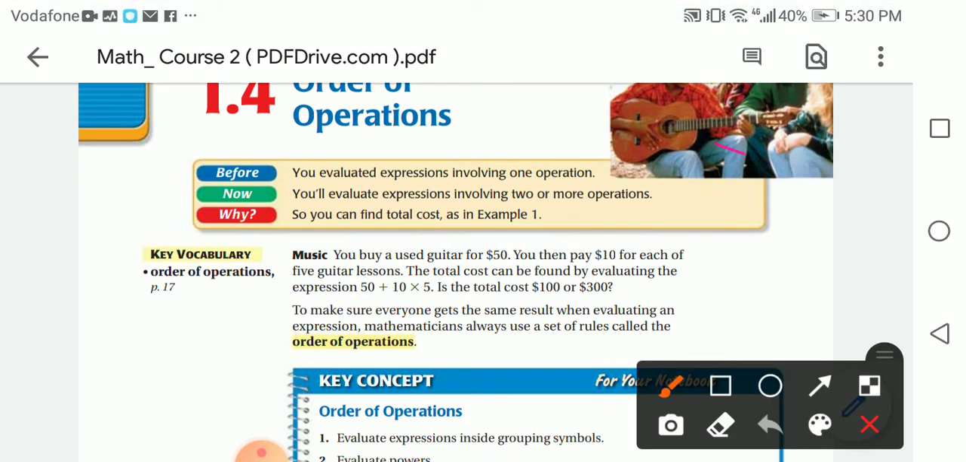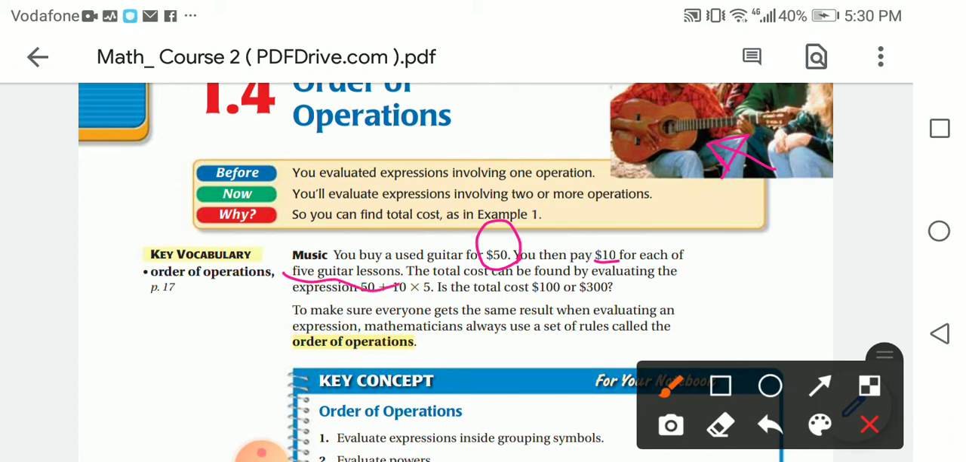Imagine that you want to buy a guitar and learn how to play it. You're not going to buy the guitar and sit beside it without playing on it, and you want to have some lessons for training on the guitar. The guitar costs $50. The cost of the guitar is $50. You then pay $10 for each of 5 guitar lessons.